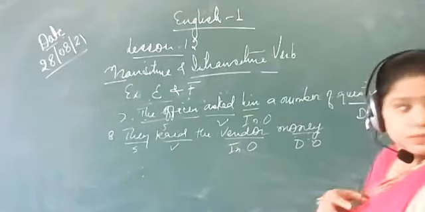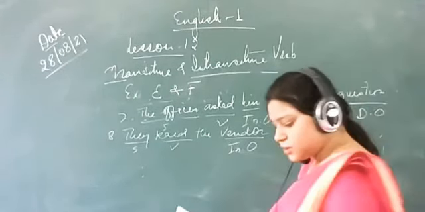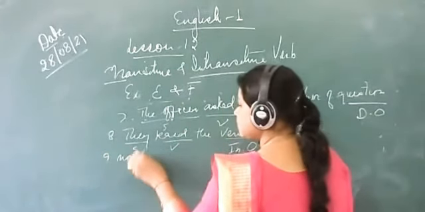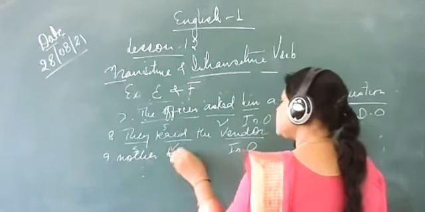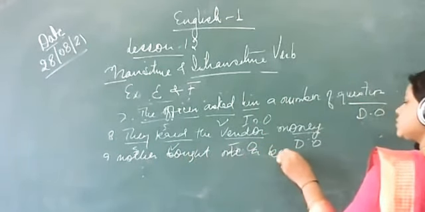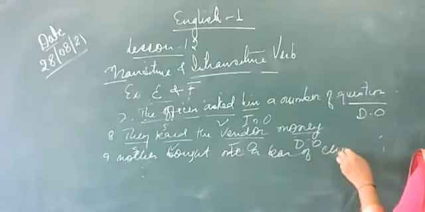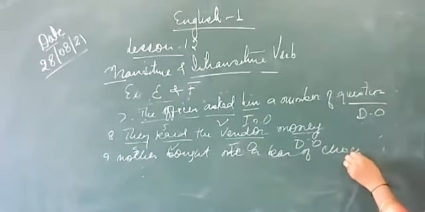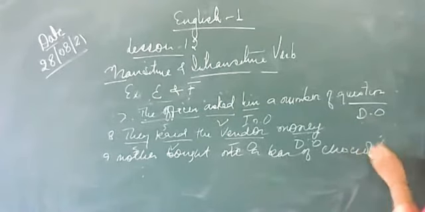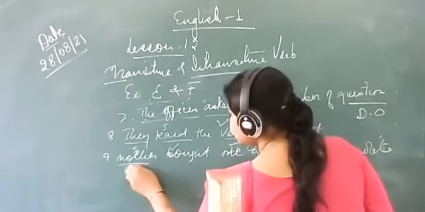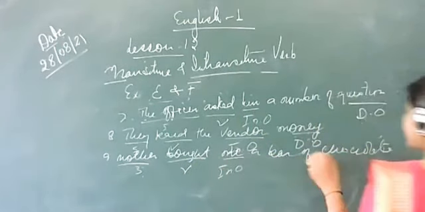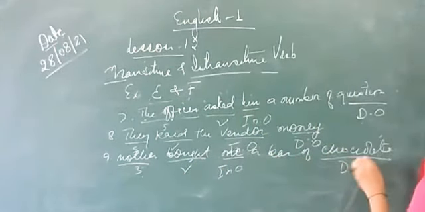Now 9. Mother bought me a bar of chocolate. Okay, 9. Mother bought me a bar of chocolate. So mother is subject, bought is verb, me is indirect object, and chocolate is direct object.